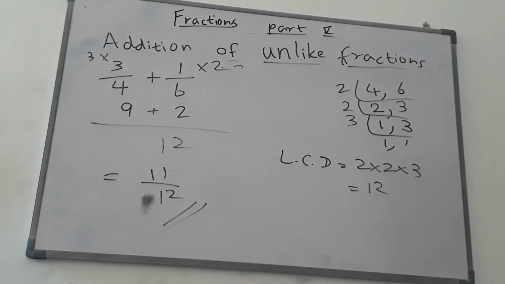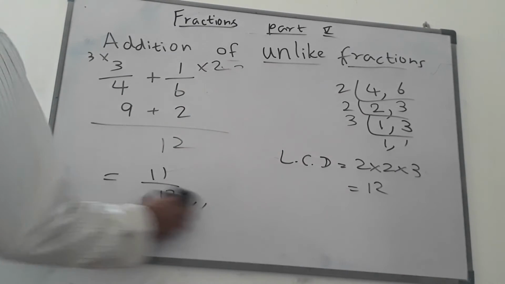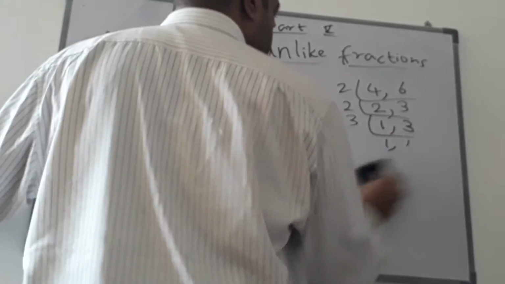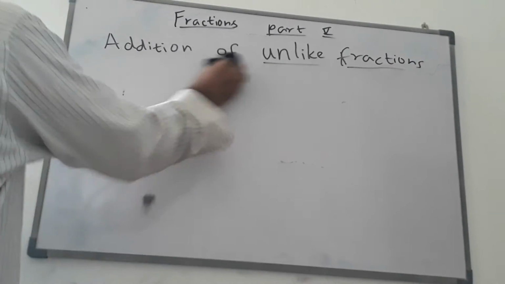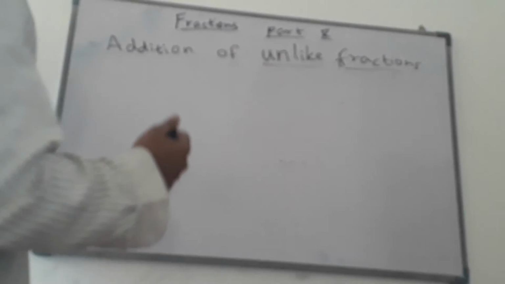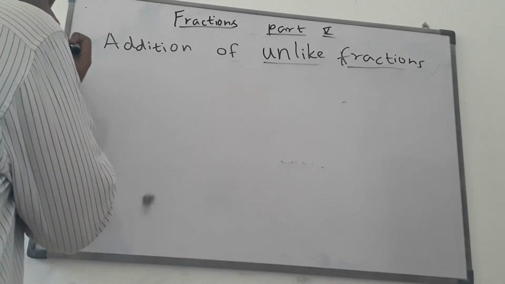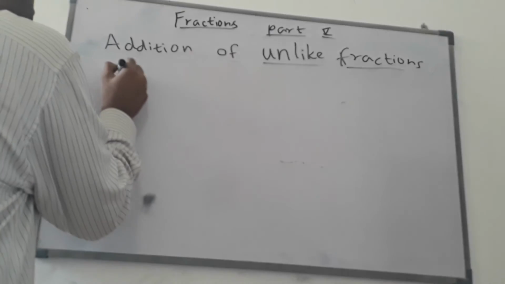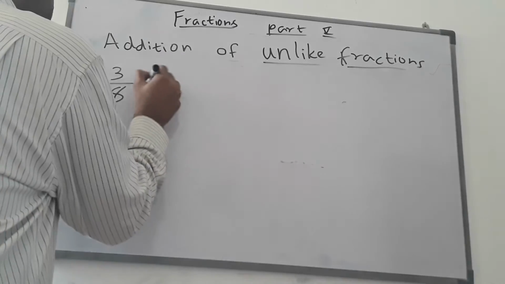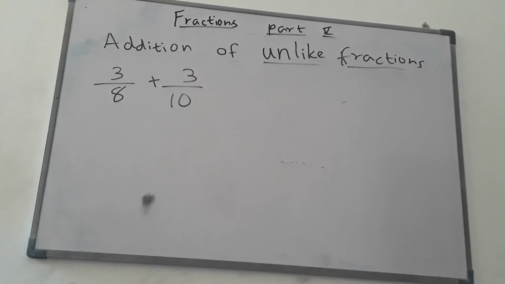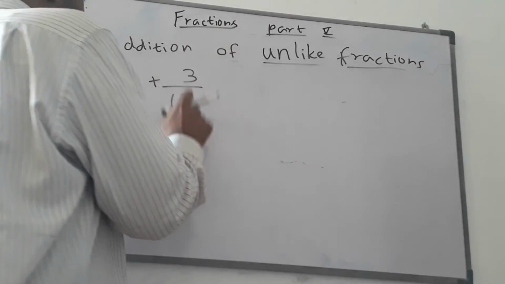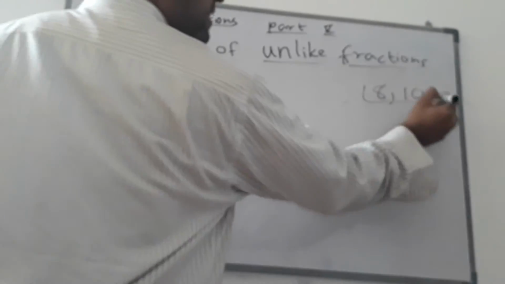Next. Next is 3/8 plus 3/10. Okay, 10 is not a multiple of 8. So we have to do the prime factorization method.